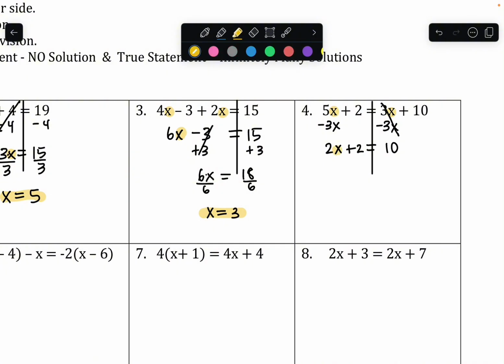Okay, here's x. Now we're ready to isolate. First, getting rid of the plus 2 by subtracting 2. Always get rid of what is not attached to your variable first. And now we can divide by 2. And so x equals 4.